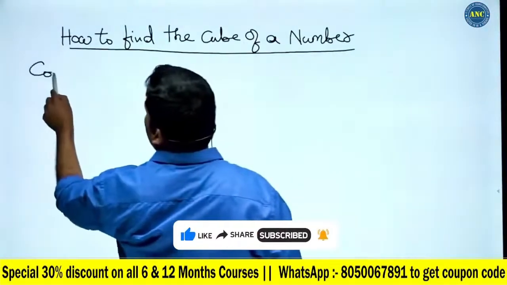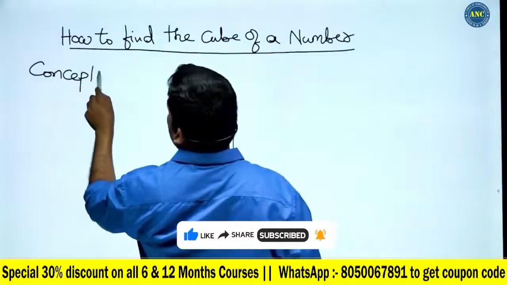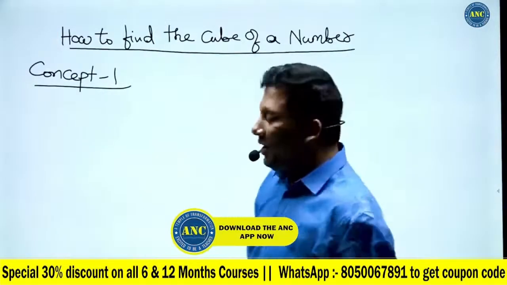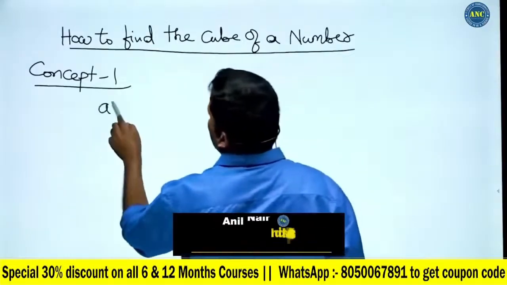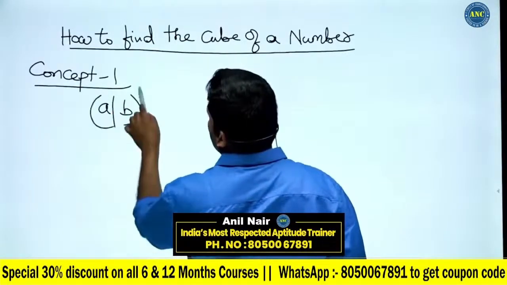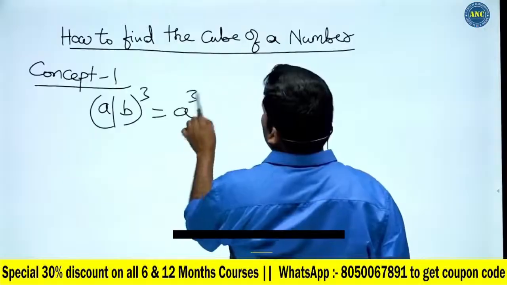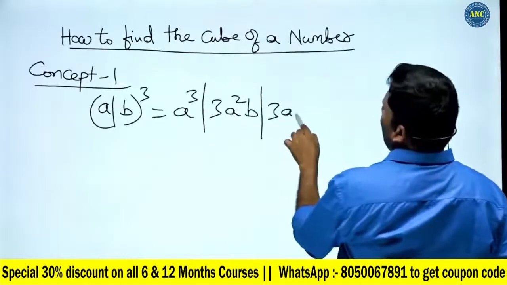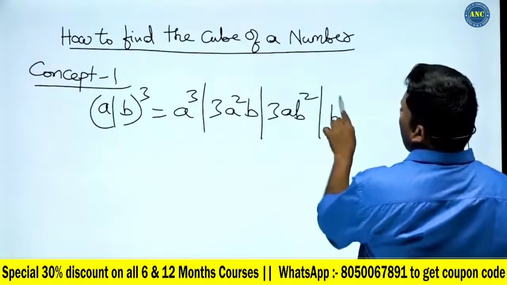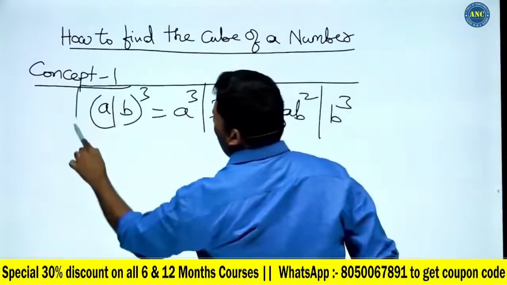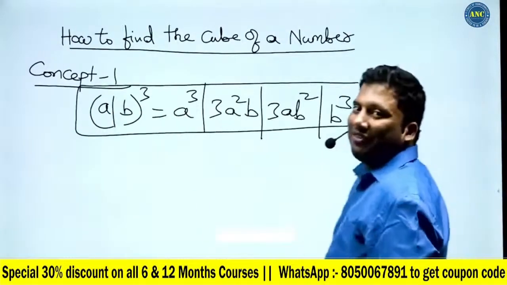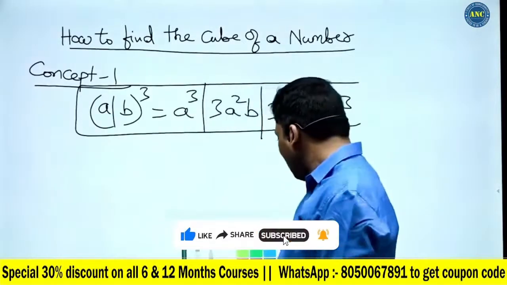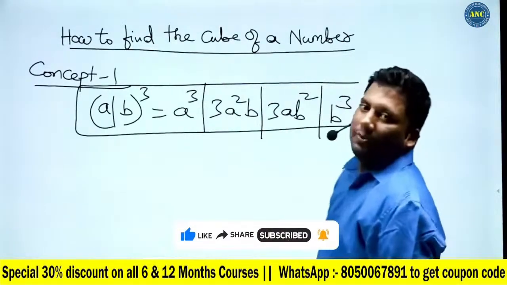Concept 1. Listen carefully. To find the square of a number, we used a plus b whole square. To find the cube of a number, we will use a plus b whole cube: a cube, 3a square b, 3ab square and b cube. Similar to a plus b whole square. Now we will use a plus b whole cube.